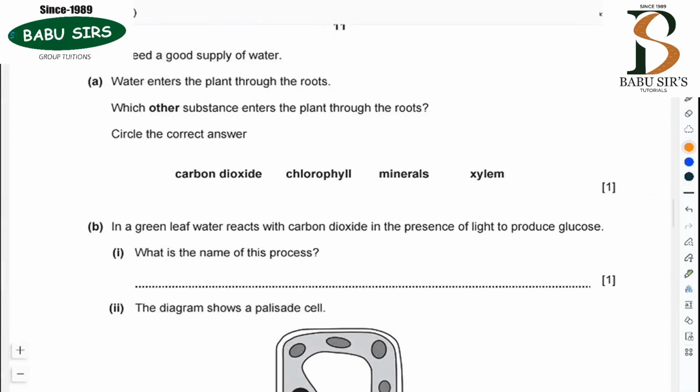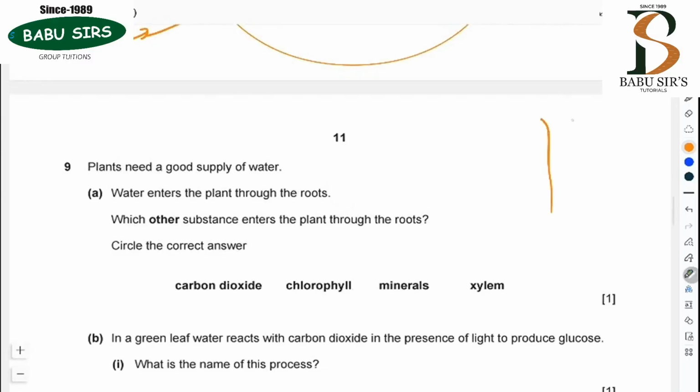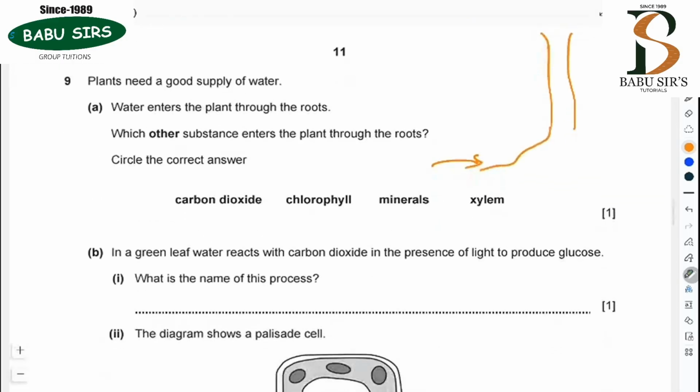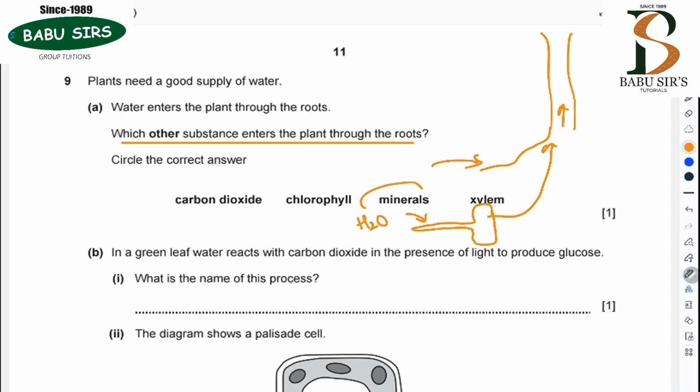Plants need good supply of water. Water enters the plants through the roots. So if you take a plant like this, the water will enter through the roots. And the last part of the root is nothing but the root hair cell. From here the water will enter, and from here it will go up. So what is the question? Question is, which other substance enters the plant through the roots? So I think first is water, and second is the mineral part.